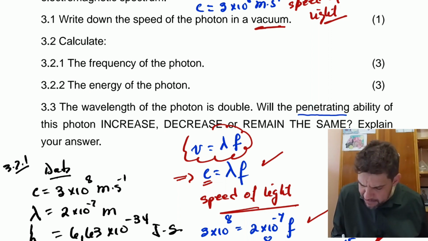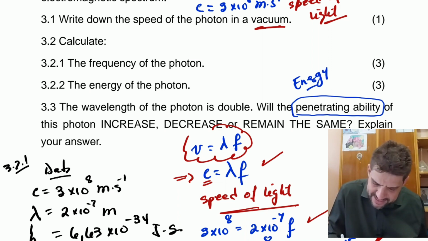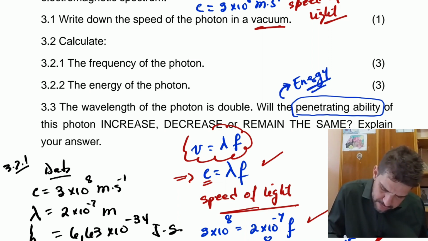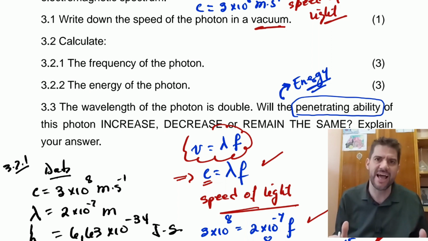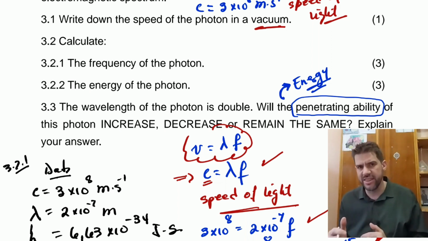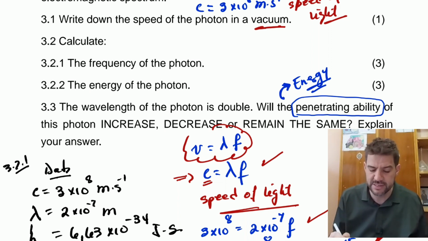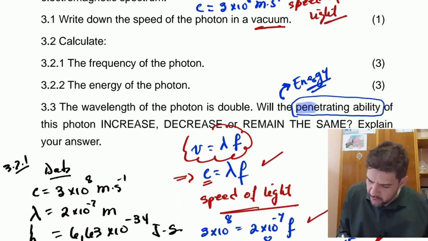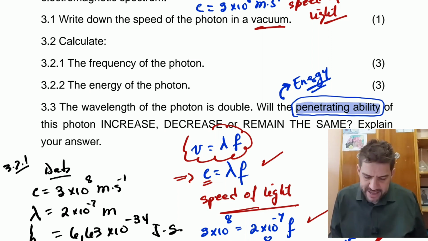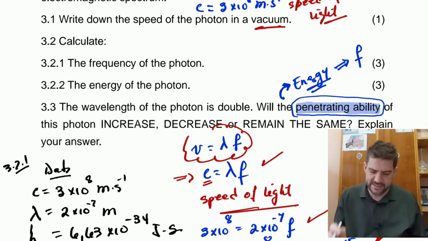The penetrating ability is straight related to energy. What does it mean? The higher the energy, the higher the penetrating ability is going to be. The lower the energy, the lower the penetrating ability is going to be. So that is something important. So penetrating ability is straight related to energy. All right. Energy is straight related to frequency.